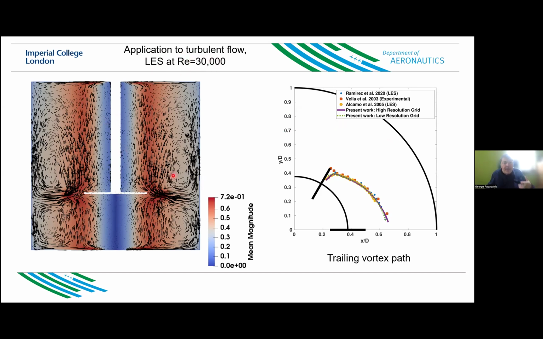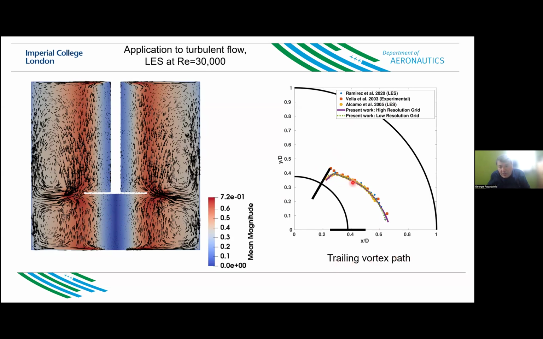On the left, you see a contour plot of the mean magnitude of the velocity at a vertical plane that is bisecting two blades. You can see that very close to the axis we have very low velocities, and then this blue region here corresponds to solid body rotation. The velocity starts from 0 here, radial velocity, and then grows. You can also see that we have a recirculation zone forming above and below the impeller. We have done comparison with experimental data and other DNS and LES simulations. On the right, you see the trailing vortex path.